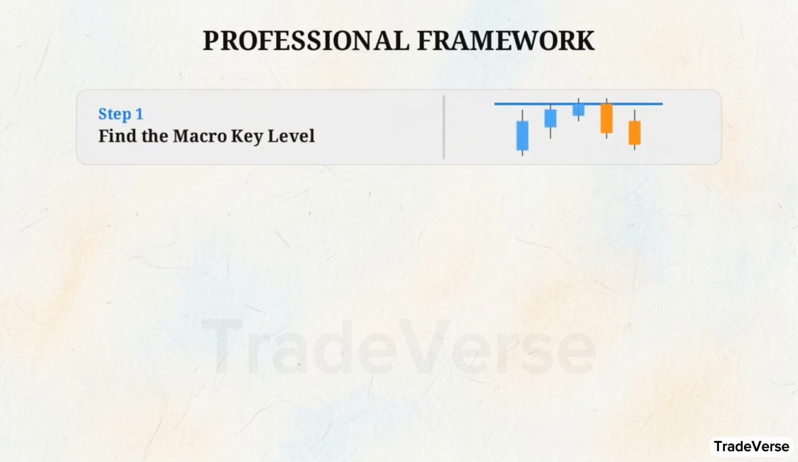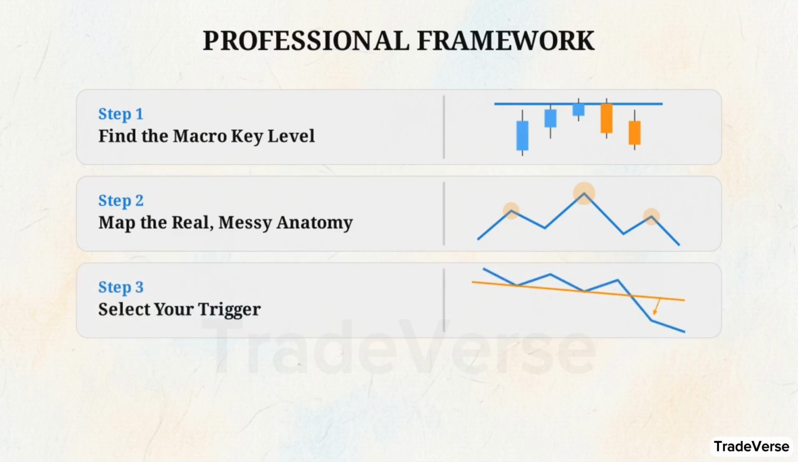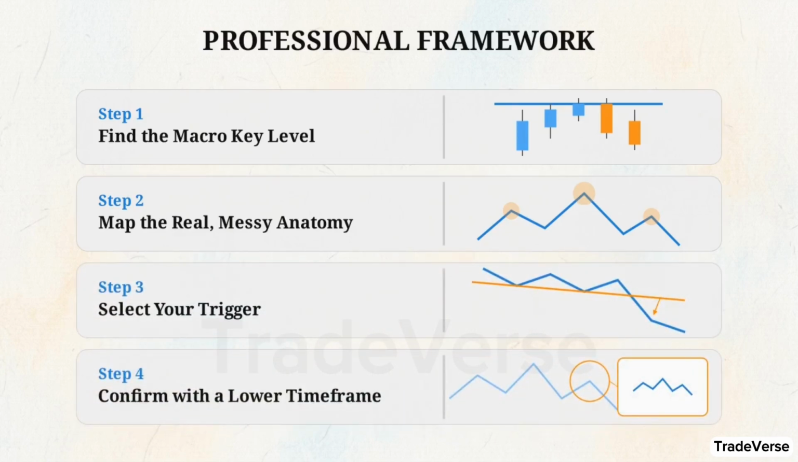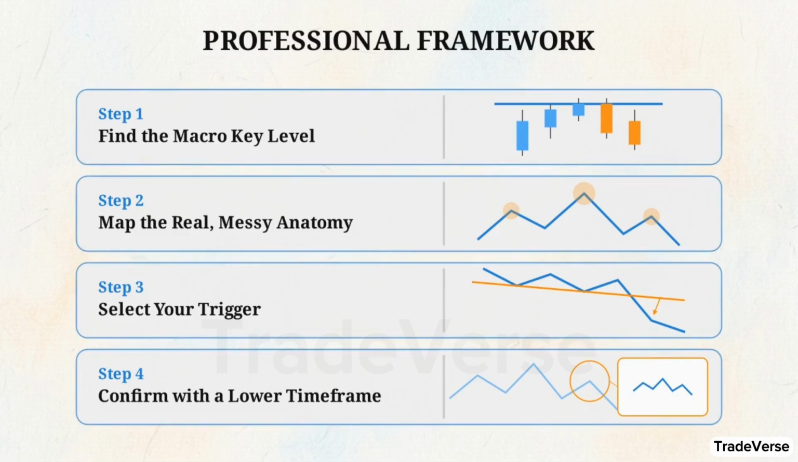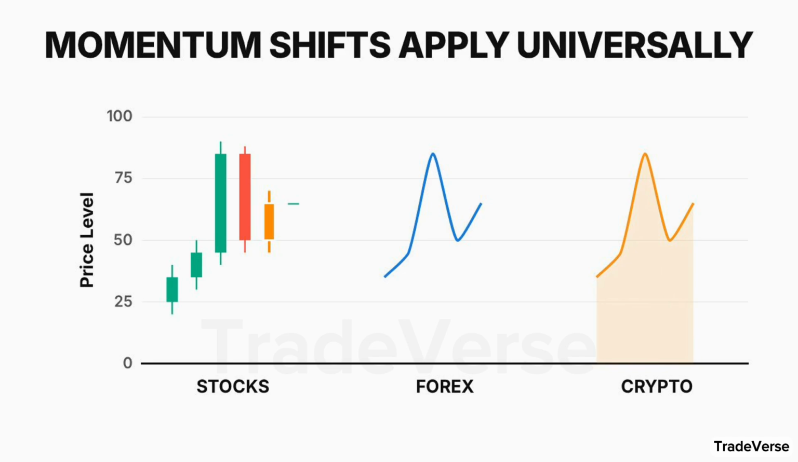Here is your complete professional framework. Step 1. Find the macro key level. Step 2. Map the real messy anatomy. Step 3. Select your trigger. Step 4. Confirm the entry using a lower time frame. These mechanics represent a basic shift in momentum. Because of that, the framework applies identically across stocks, forex, or crypto.